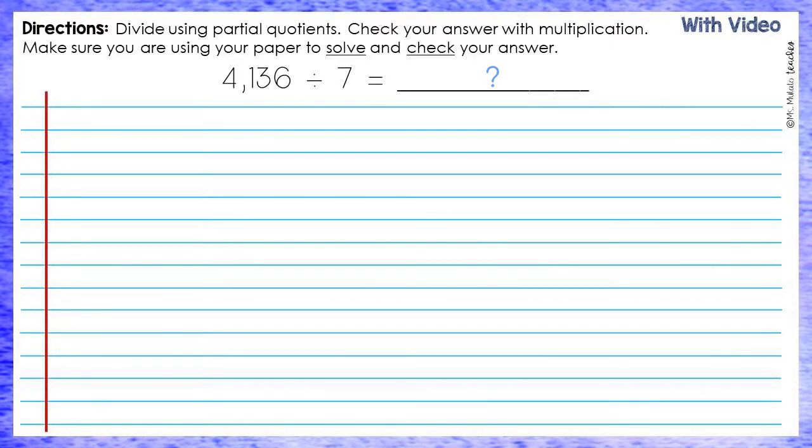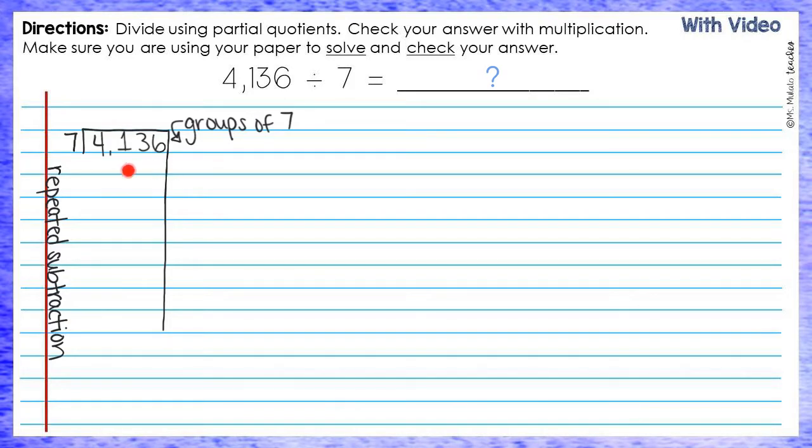We're going to solve the problem 4,136 divided by 7. So on your paper, we're going to write 4,136 divided by 7. In order to stay organized, we're going to draw a line down from our division sign. On the left side, we're going to be taking away multiples of 7. We call this repeated subtraction. On the right side, we will be figuring out how many groups of 7 are there in the amount that we took away.